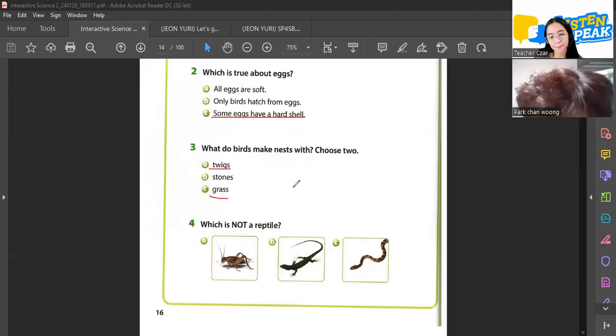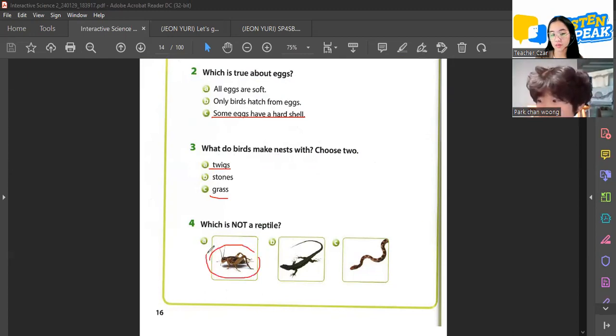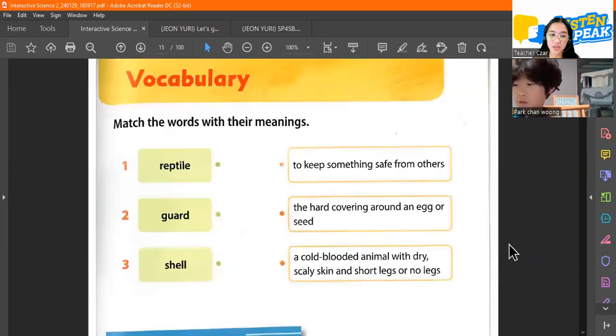Now, which is not a reptile? Okay, so if this one is not a reptile, what type of animal is this? Because these two animals are reptiles. How about this animal? That is an insect. Yes, insect. Very good. Now, let's try the vocabulary where you need to match the word.